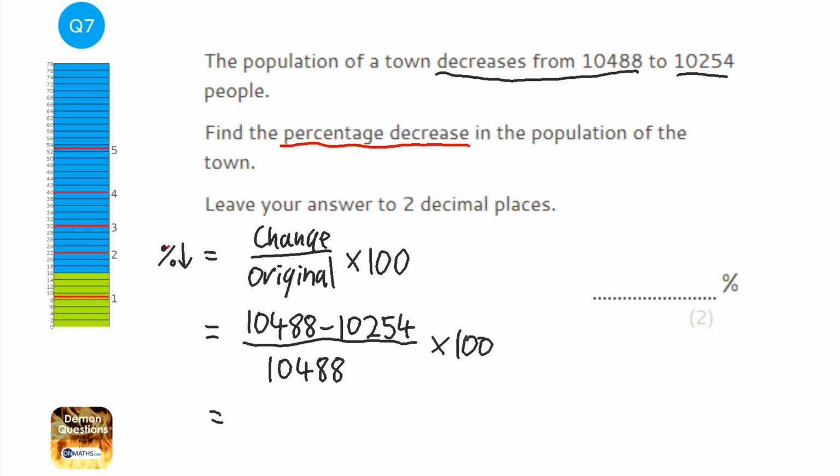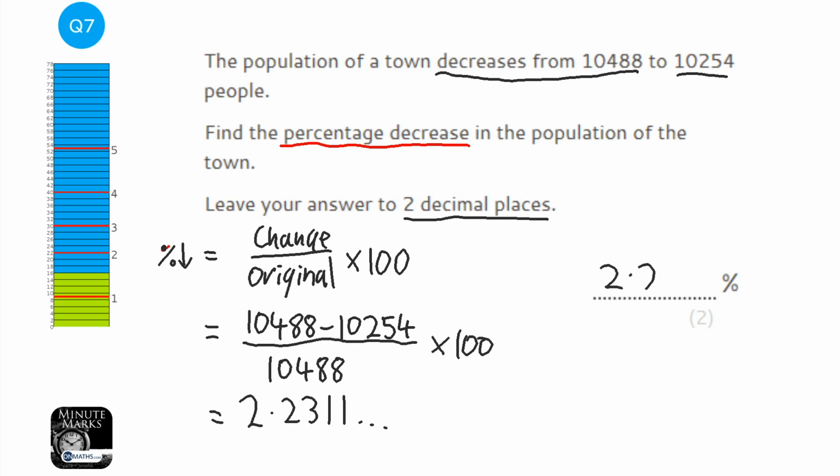So I'm going to do that on the calculator. So fraction button, 10,488 minus 10,254 over 10,488, and then outside the fraction times by 100, and I get the answer 2.2311 and so on. So to 2 decimal places, it's going to be 2.23.